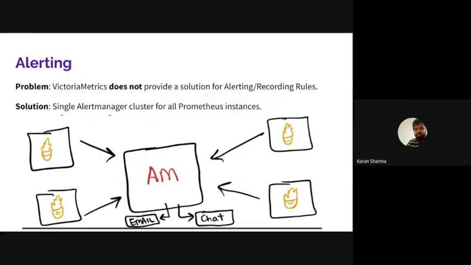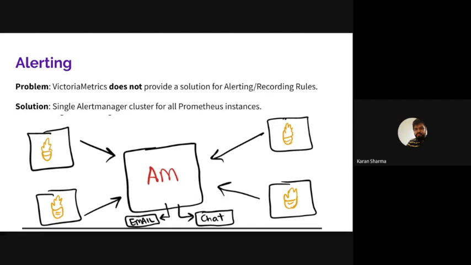Yeah, so alerting. As of now, Victoriametrics doesn't have any support for alerting, and I'm not sure whether it plans to have it or not. So what we decided to do was add a single set of three Alertmanager clusters, because Alertmanager has the capability to pair with its cluster dependencies, and we connect all of those Prometheus instances to this single Alertmanager cluster where all the deduplication of alerts happens, and from that we push out email and chat.